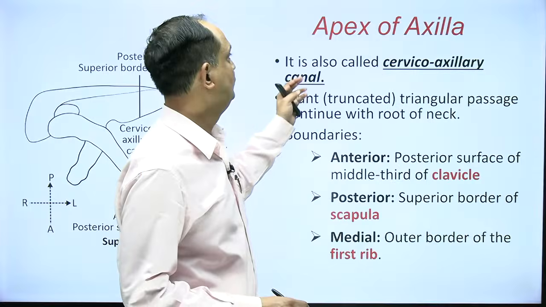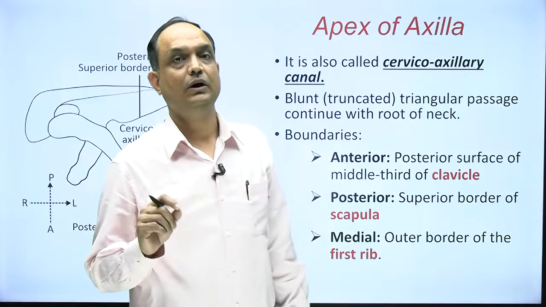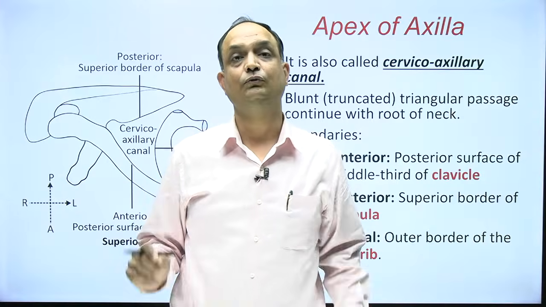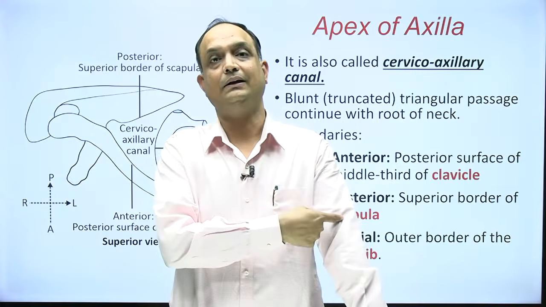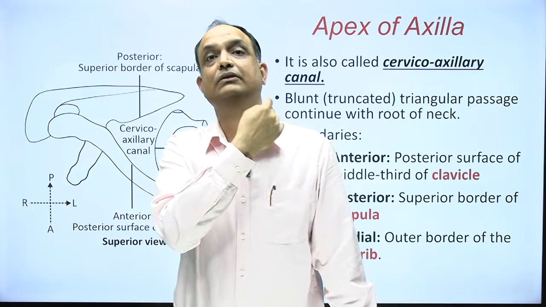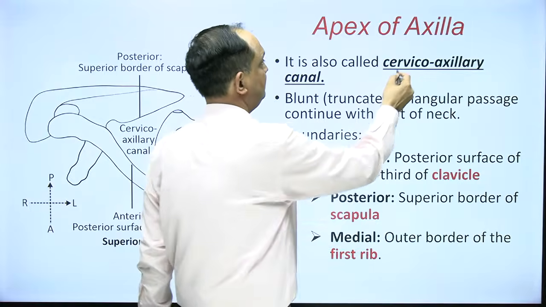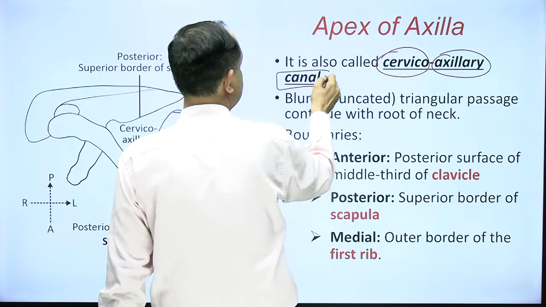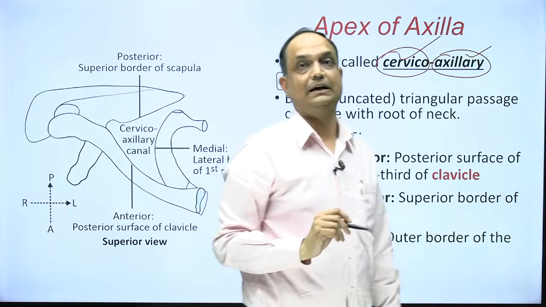Okay, so what is the apex of axilla? Now see, whenever you are talking about the apex, I am again and again emphasizing one word, that our aim is to connect the neck with the upper limb. That's why this area or apex is known as the cervico-axillary canal. So this cervico-axillary canal is actually allowing the structures of the neck to enter into the upper limb via axilla.